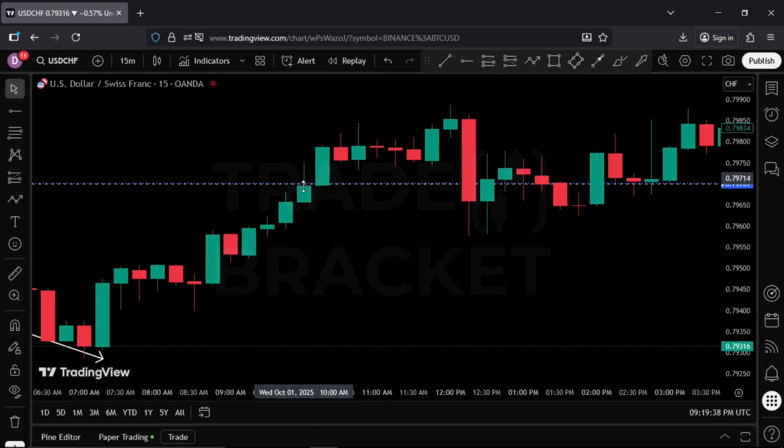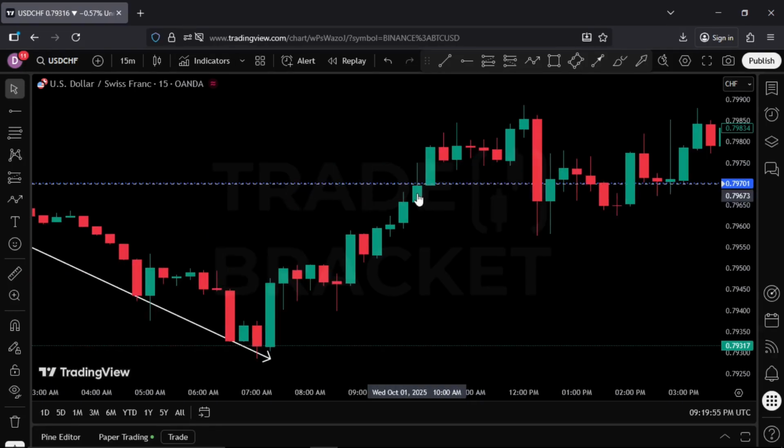The wicks can be on either side, on the bottom or on the top. As you can see, price just wicked and then closed all the way down. So this right here is a fake breakout. You will not consider this to be a breakout. But remember, since it wicked, since it reached that point, you will receive a notification.